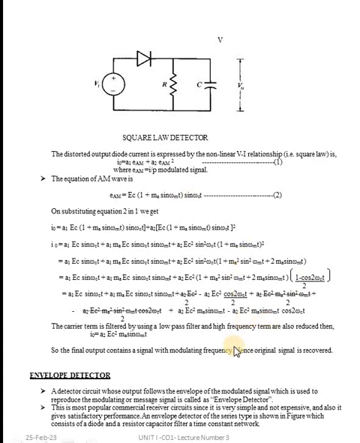Then the envelope detector. From the name itself, from the envelope of the modulated waveform, we are going to obtain the modulating signal. So we are going to retrieve the envelope of the modulated signal, and from that we can find the modulating signal. That is why it is called an envelope detector. A detector whose output follows the envelope of the modulated signal, and is used to reproduce the modulating or message signal, is called an envelope detector. This is the most popular commercial receiver circuit since it is very simple and not expensive.